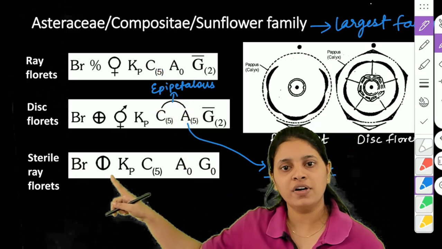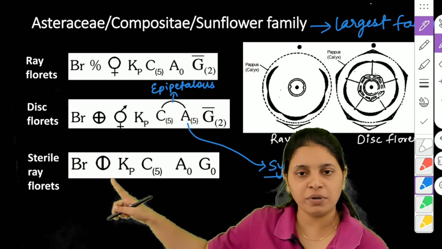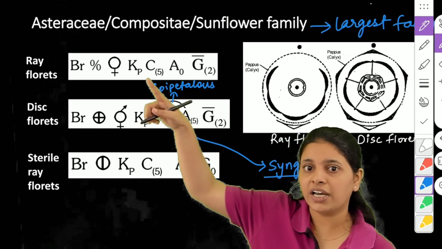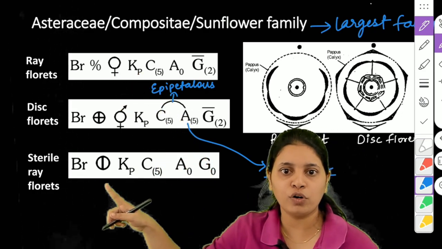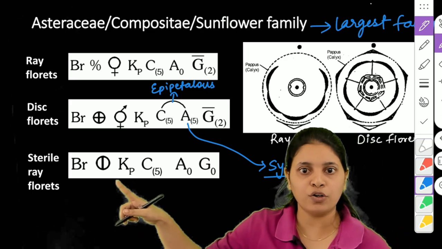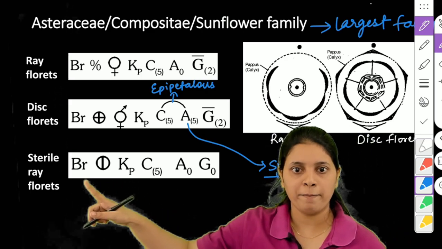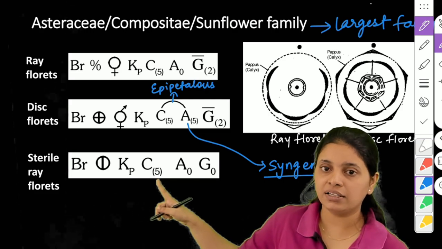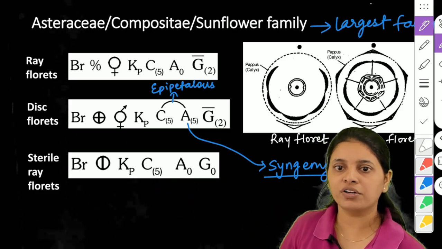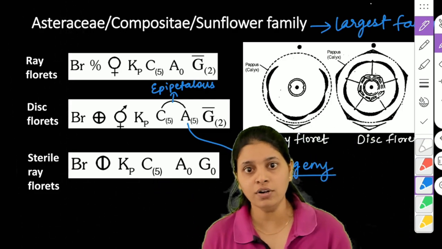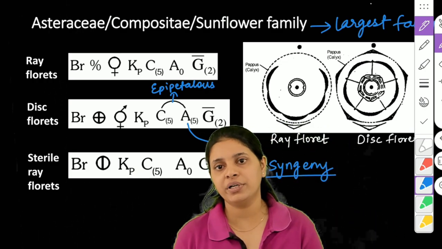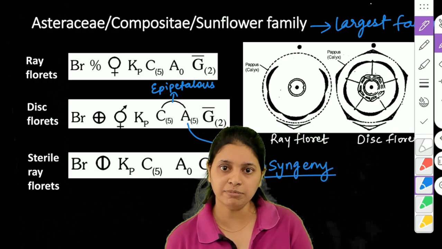Now instead of this you can write percentage also, because there is zygomorphic symmetry. We have seen earlier that we can use percentage and this symbol also for bilateral, that is zygomorphic symmetry. So bracteate, zygomorphic, pappus, 5 petals fused, and reproductive whorls are absent. So this is about the Asteraceae, that is Compositae, commonly known as sunflower family.